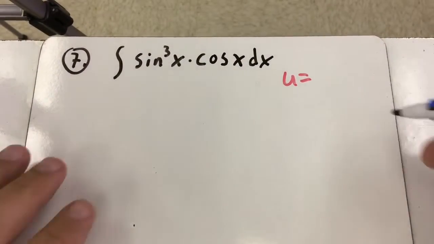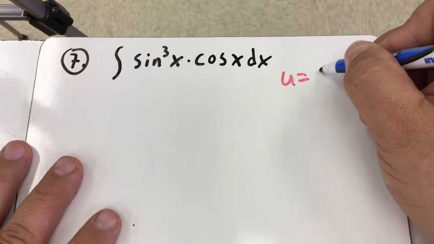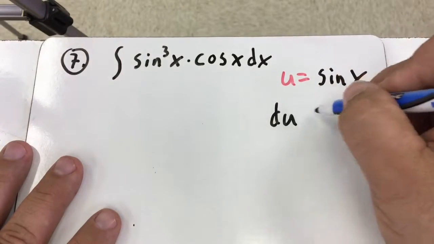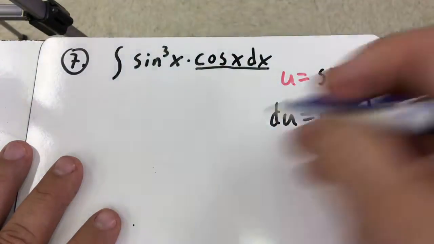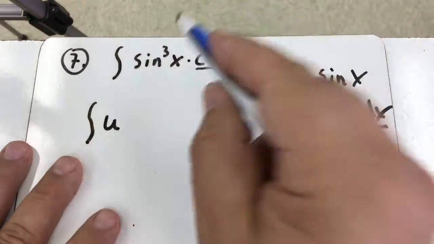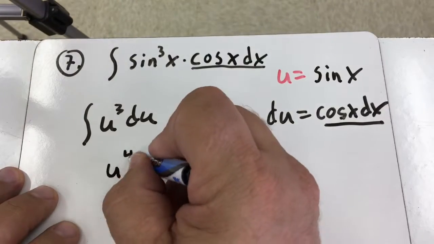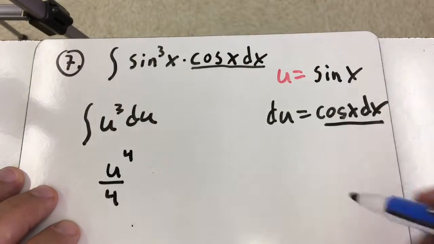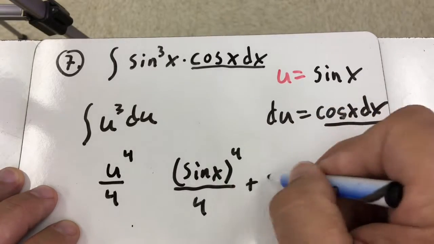Alright, number 7. I did it differently in class, but somebody showed me a shorter way. Justin, actually. He said let u equal sine x. And then notice du will equal cosine x dx. The cosine x dx cancels out. And this gives me a new integral of just u to the 3rd du. Pretty sweet. And now the antiderivative is u to the 4th over 4. Back solve my sine. So it's going to be sine x to the 4th over 4 plus c.